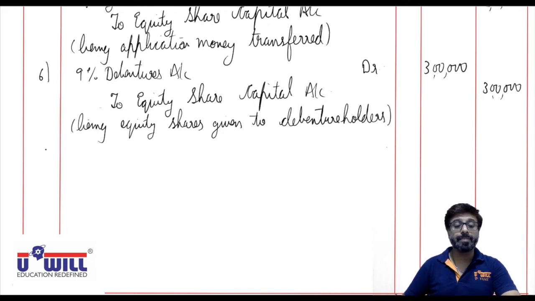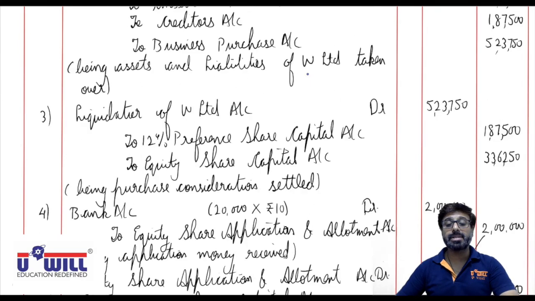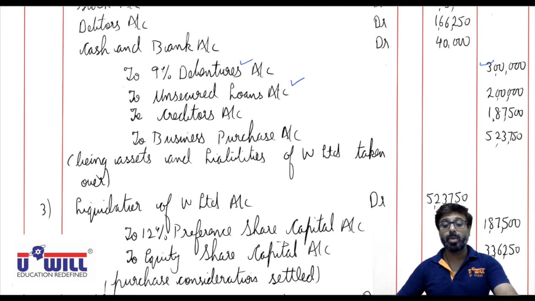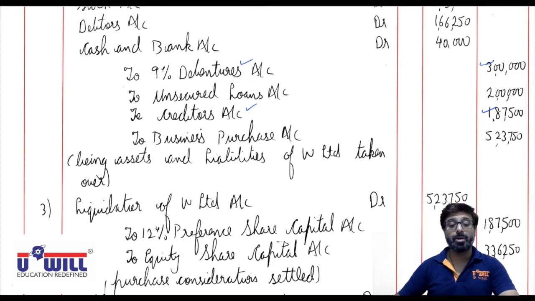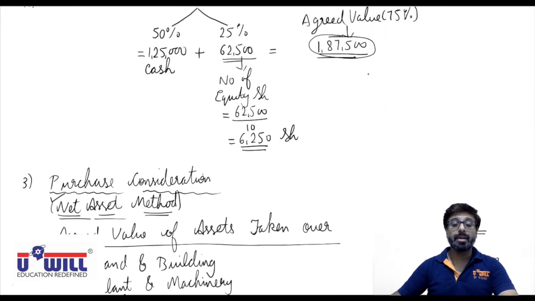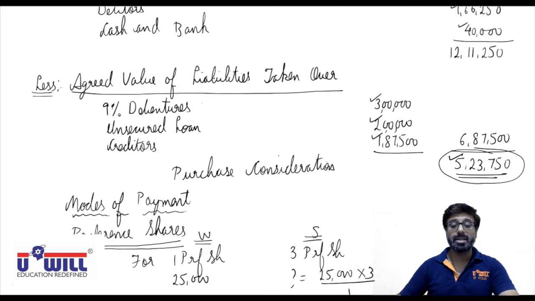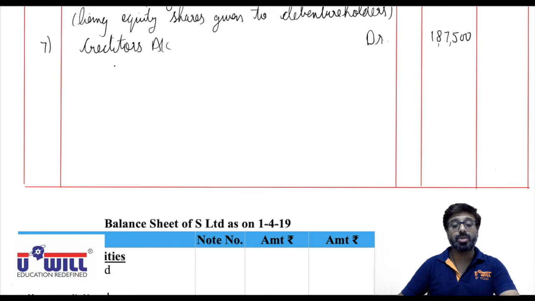Then 7th, again settlement of one more liability is there, creditors account debit. Again creditors, all of you see in the second entry, like debentures, creditors account we will debit with what amount? 187,500. Okay, creditors account debit 187,500. Now what are we giving to them for this 187,500? Working note 2, cash of 1,25,000 and equity shares of 62,500. So to cash and bank 1,25,000 and to equity share capital account 62,500.